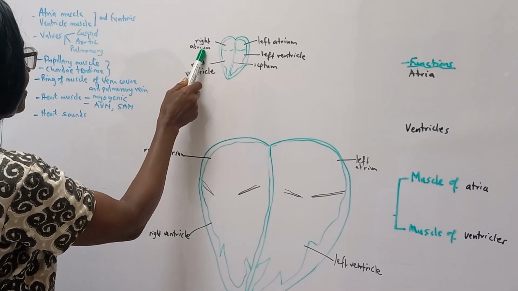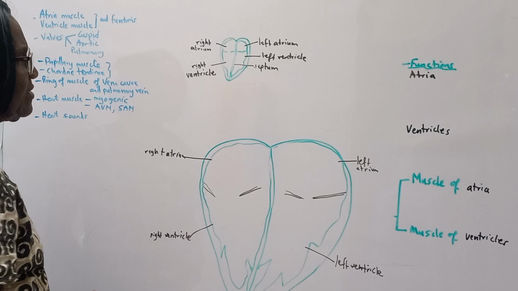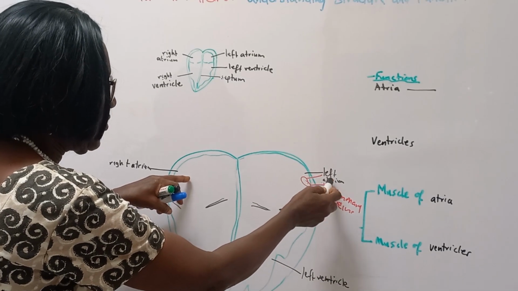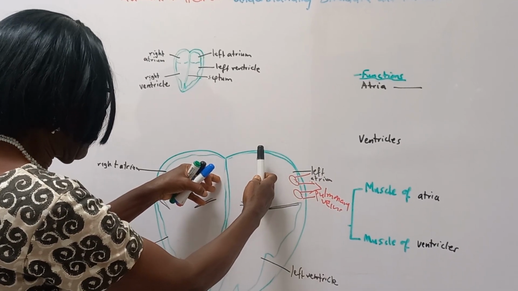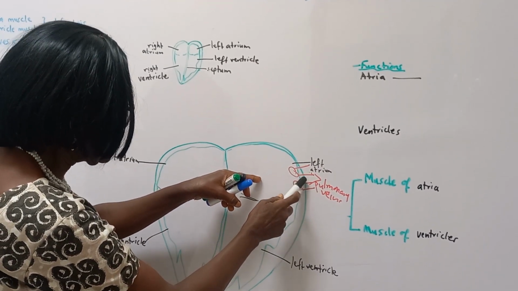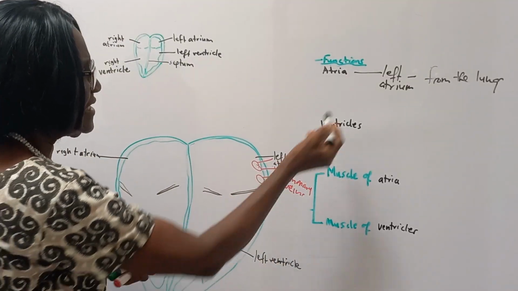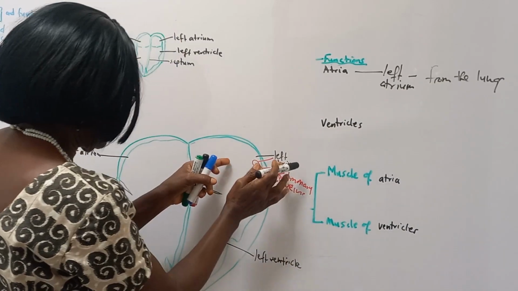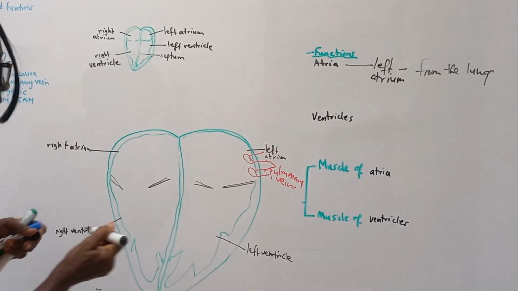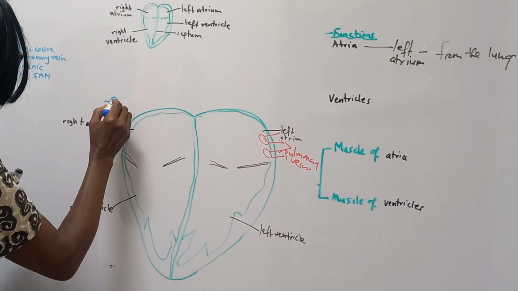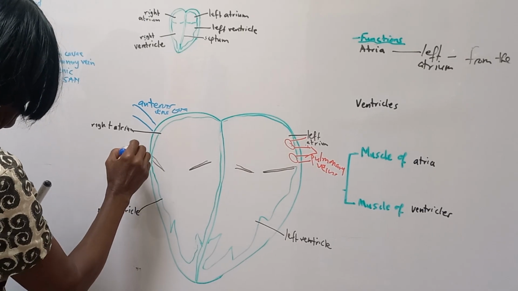What is the function of the atrium and the functions of the ventricle? Quickly, the atria receive blood from the body. So blood enters the atria. Now, blood comes into the left atrium via the pulmonary vein. Blood enters the left atrium from the lungs. And blood enters the right atrium from the vena cavae. You have anterior vena cava and the posterior vena cava.